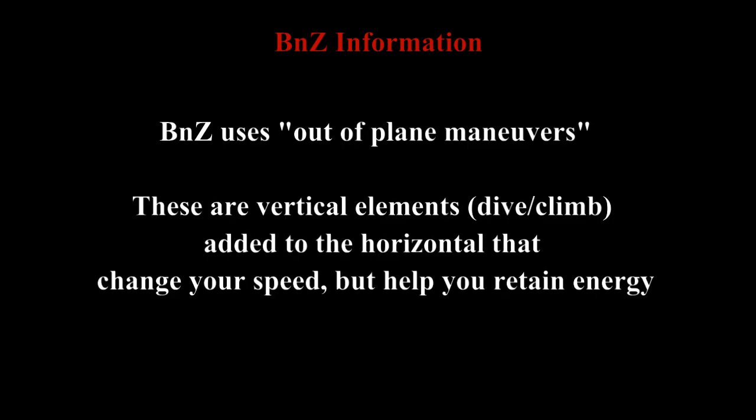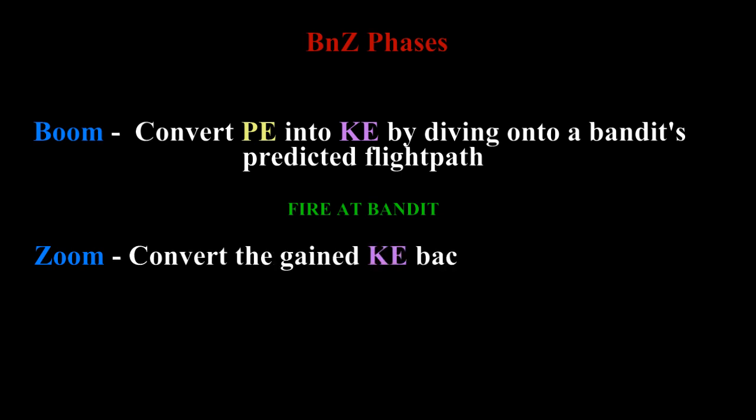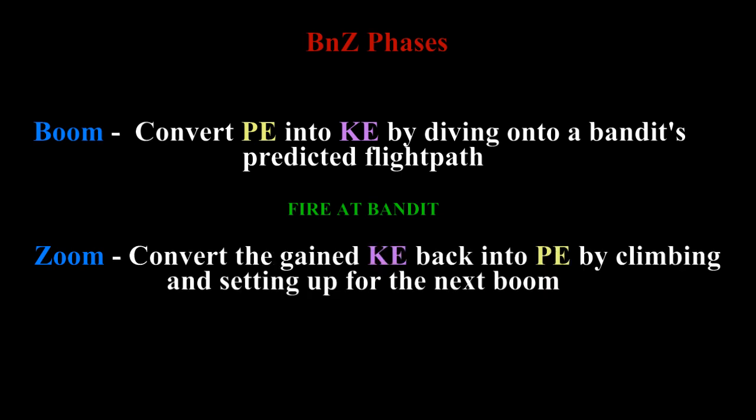Boom and zoom uses out-of-plane maneuvers, which are vertical elements added to the horizontal that change your speed but help you retain energy. When you boom, you're converting potential energy into kinetic energy by diving onto a bandit's predicted flight path. And then in the zoom, you're converting that gained kinetic energy in the dive back into potential energy by climbing and setting up for your next boom.